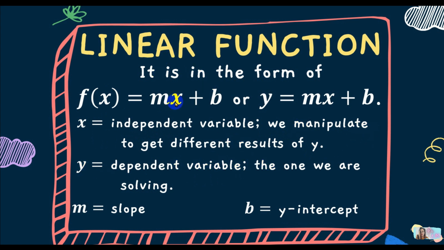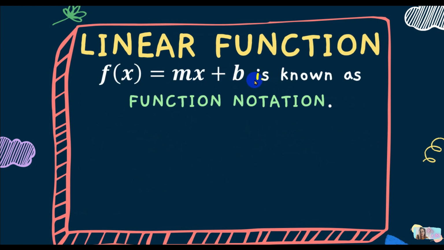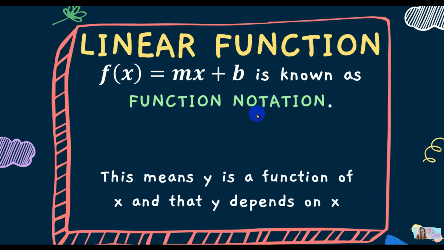So once na meron value for x, pwede natin tong i-substitute sa equation and then the result will be y value that is considered as one of the element of the range. Okay? Another is that f of x is equals to mx plus b is known as function notation. Again, pag sinabi pong f of x is equals to mx plus b, kilala ito as function notation. So this means y is a function of x and that y depends on x. And this is read as f of x.